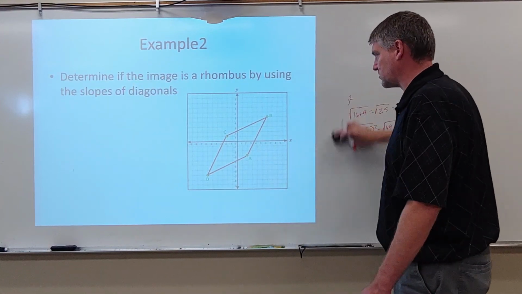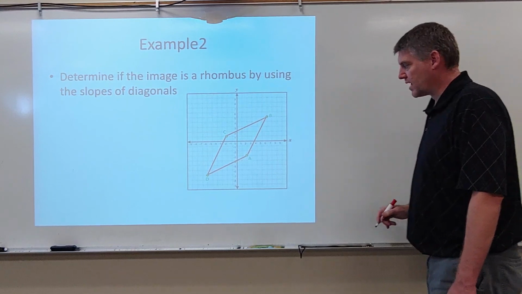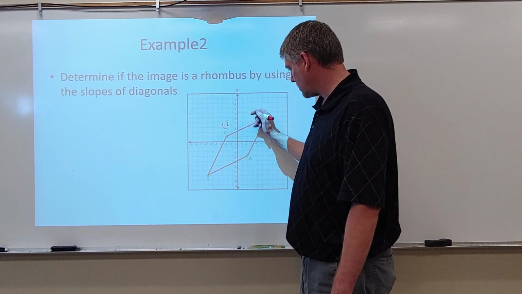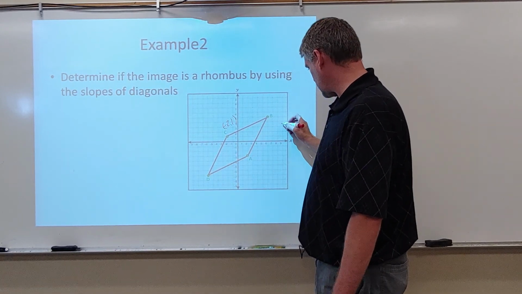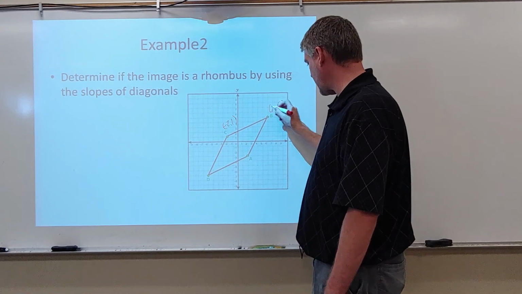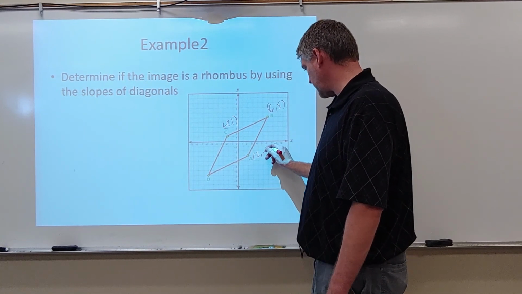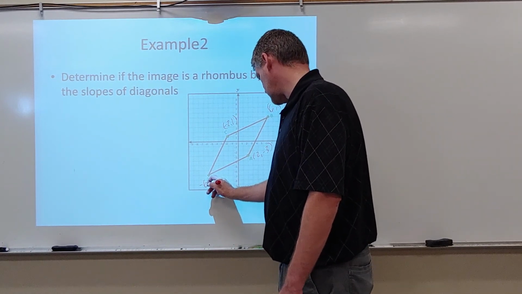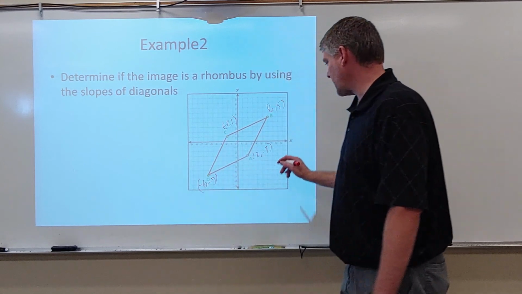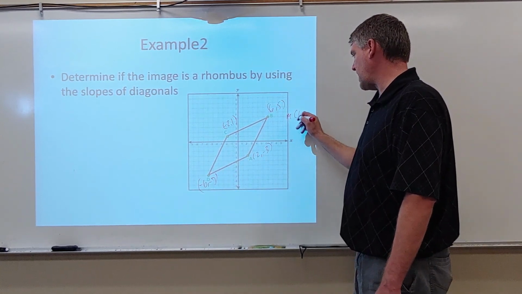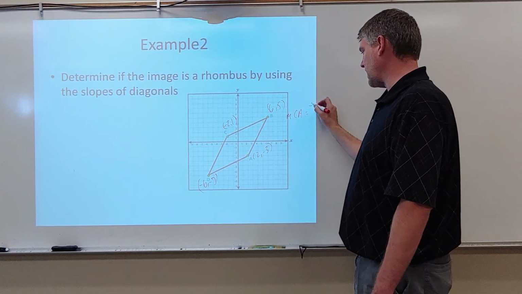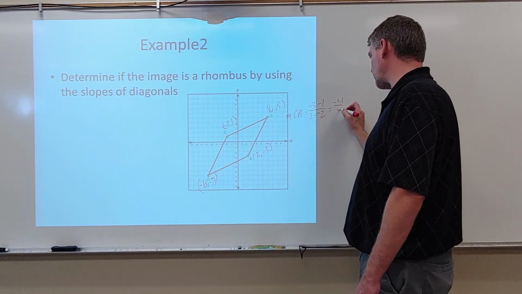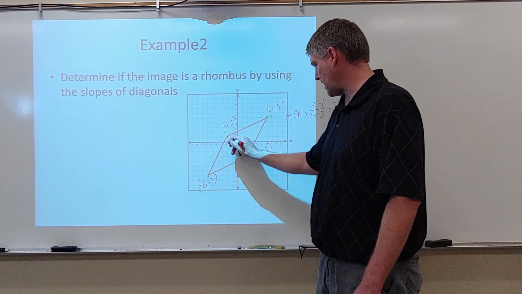Okay, determine if the image is a rhombus by using the slopes of the diagonals. So I need to find the slopes. Well, this is the point negative 2, 1. This is 6, 5, and this is 2, negative 3, and this is negative 6, negative 7. Okay, so I'm going to find my slope of CA, which is going to be negative 3 minus 1 over 2 minus negative 2, so negative 4 over 4, which is negative 1. So this is negative 1.